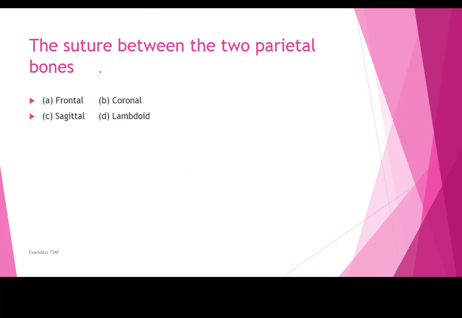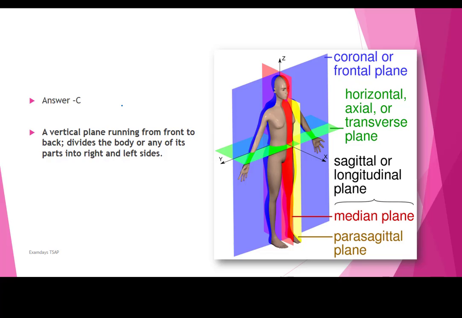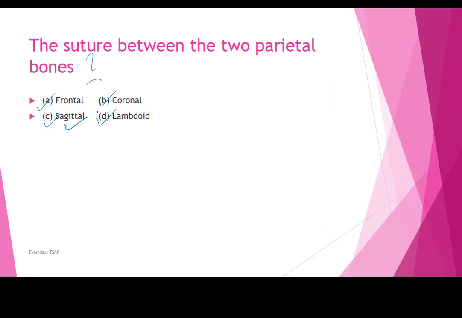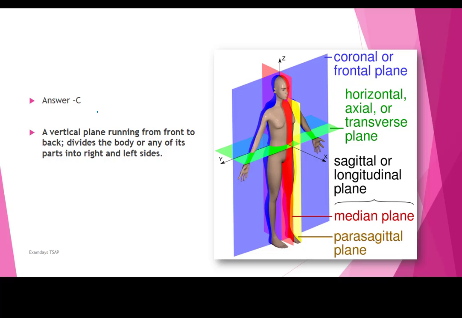Moving on to the next question: the suture between the two parietal bones is option A, frontal, option B, coronal, option C, sagittal, option D, lambdoid. The correct answer is option C, sagittal. What is meant by sagittal? A vertical plane running from front to back divides the body or any of its parts into right and left sides. Sagittal is also called the longitudinal plane, and the region is shown here.